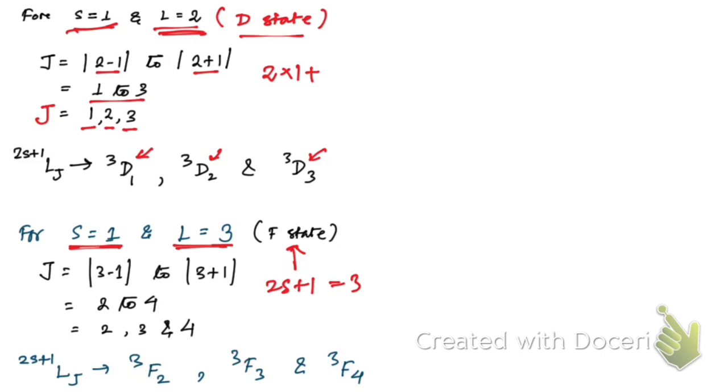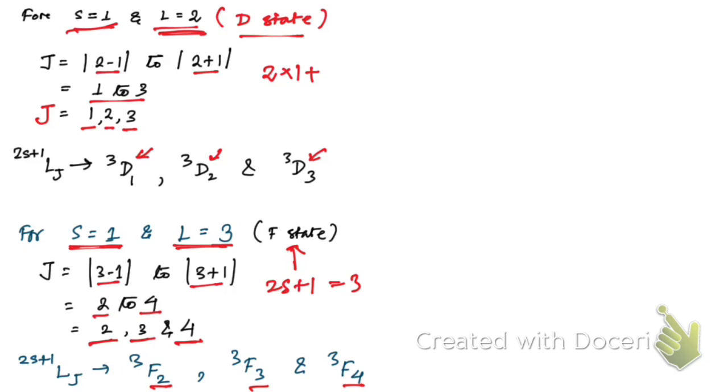So we are getting 3 values of J: 2, 3 and 4. Hope you understood how to find J. L minus 1 to L plus 1, 3 minus 1 to 3 plus 1, that is 2 to 4. 2 to 4 means 2, 3, 4, right? So here 2, 3, 4. These are the values of J, and L equal to 3 means this is F state. So these are the spectral terms. Hope you have understood this.